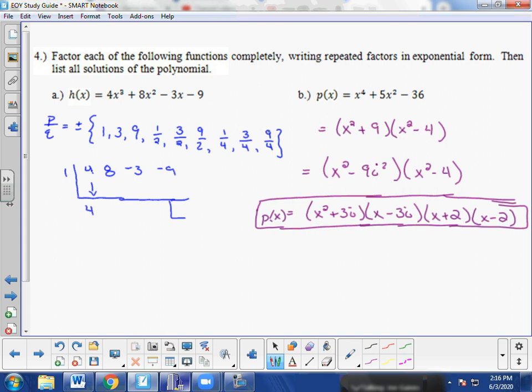Let's go through the process of synthetic division. Bring down the 4, multiply by 1, add down the column. Multiply by 1 again, add down the column. Multiply by 1 again, add down the column, and it does give me a 0.